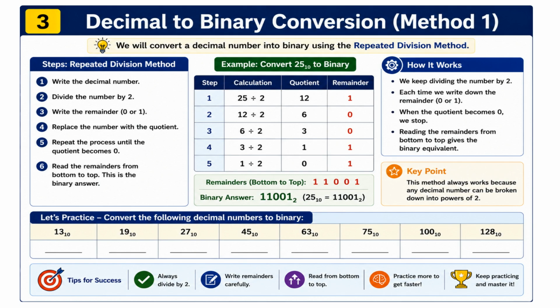Now it's your turn. Try converting 13, 19, 27, 45, 63, 75, 100, and 128 into binary using the same steps. Always divide by 2. Write each remainder carefully and remember to read the remainders from bottom to top. The more you practice, the faster and more accurate you'll become.